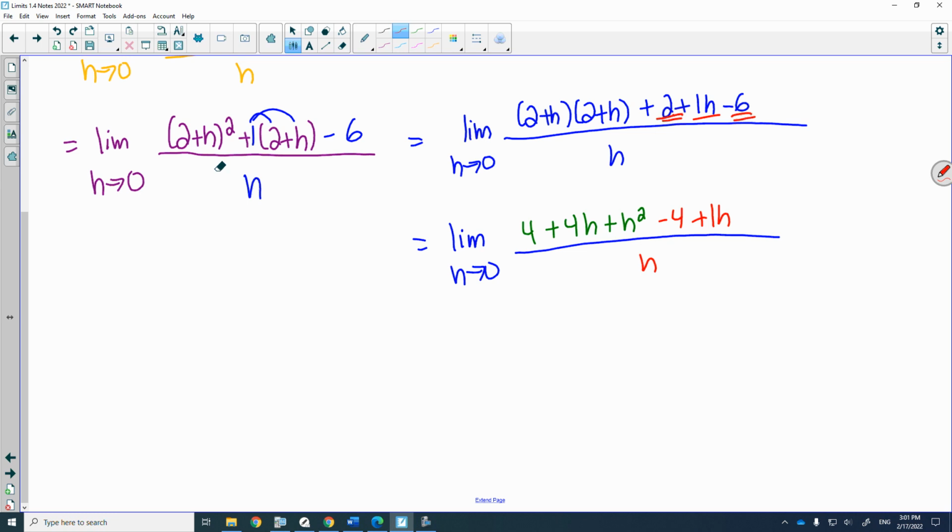So if you look at the numerator now, what can we clean up? I've got 4 minus 4 will cancel, and I'm going to combine my like terms. So 4h and 1h would give me 5h. So this is going to be the limit as h approaches 0 of 5h plus h squared all over h. Let's factor out an h from the numerator.